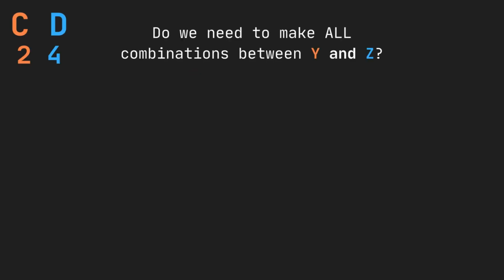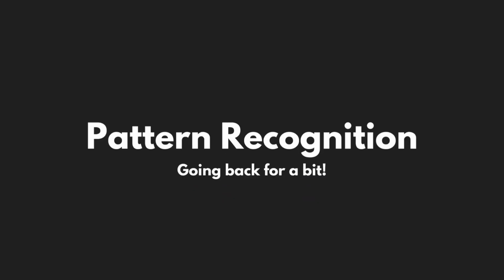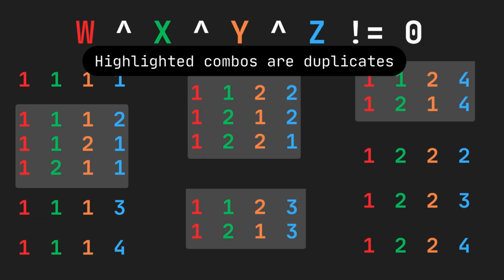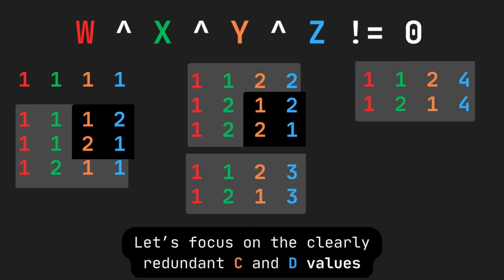One question that you might want to keep in mind is, do we actually need to make all combinations between Y and Z? Here are all the combinations. Let's go back for a bit. So here I've highlighted all the duplicates again. So let's just focus on the C and D values, since that's the ones we're dealing with right now. We should recognize that the flipping of the 1 and the 2 doesn't change the end result, right? So these effectively are duplicates we can eliminate sort of at the start.